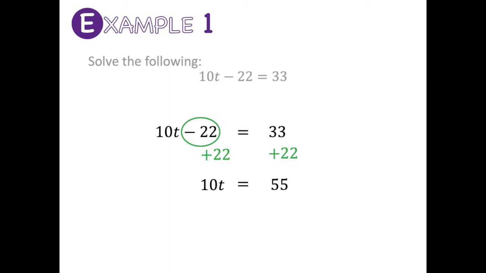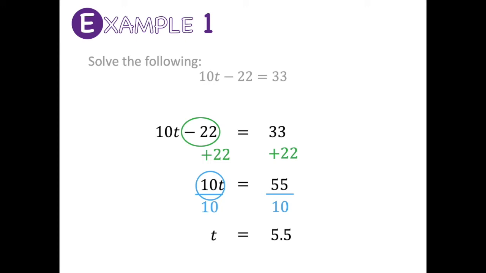So my next step is 10t is equal to 55. I still haven't got t by itself, so I need to continue to transpose my equation. I've got 10t, which is 10 times t. The opposite of multiplying by 10 is going to be divide by 10. I divide by 10 on my left-hand side and do the same on my right-hand side. So t is equal to 55 divided by 10, which is 5.5. So for my equation, 10t minus 22 is equal to 33, my t value is equal to 5.5.